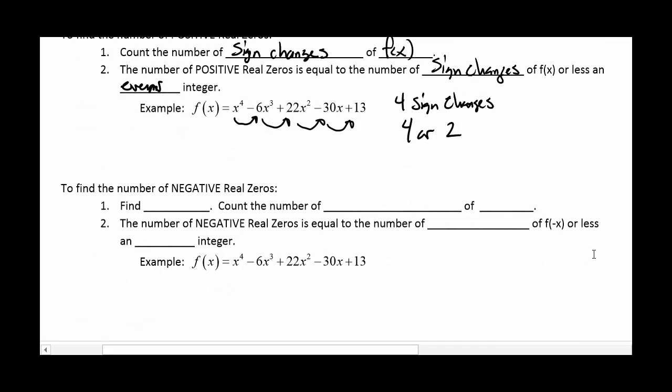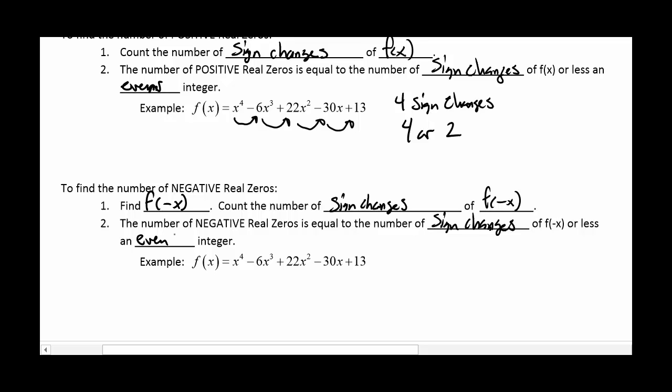Okay, there's a similar process for negative, and I say similar in that we have to evaluate the function first, and then we can do this sort of analysis. So we're going to find f of negative x, and then we're going to count the sign changes of f of negative x. So once we evaluate it at a negative, then we'll count whether it switches from positive to negative, and that'll give us a clue. So the number of negative real zeros is equal to the number of sign changes of f of negative x, or less an even integer.